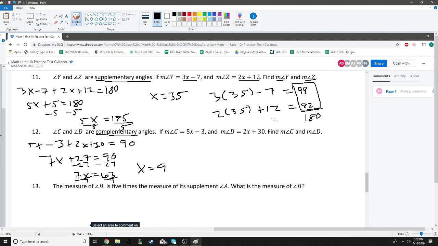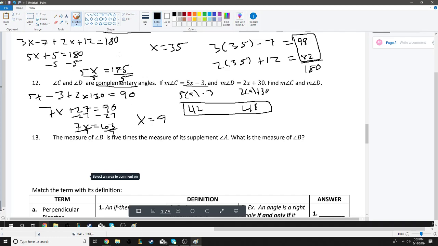After you get 9, make sure you plug it back in because they're asking for angle C. So that's 5 times 9 minus 3, which is 42 degrees for angle C. And then 2 times 9 plus 30, which comes out to 48 for angle D. Notice that they add to 90 degrees, just like they said they should. Okay. Next, we got this problem.